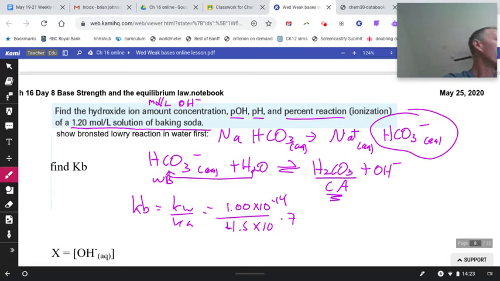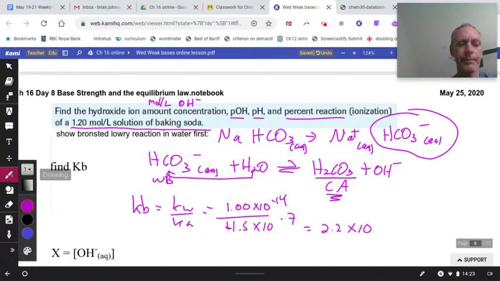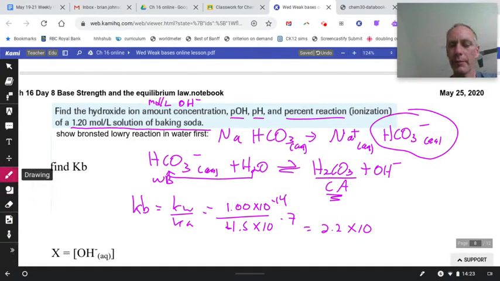All right, so that gives us 2.2 times 10 to the negative 8. Oh my gosh, what happened to that one? Times 10 to the negative 8. Okay, so that's the Kb of the weak base. So this guy, we now have its Kb because it is a weak base, 2.2 times 10 to the negative 8. Okay, find the hydroxide ion concentration, pOH, pH, percent reaction.